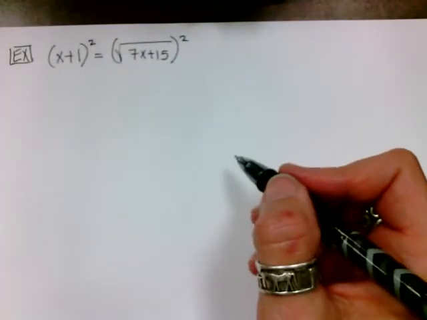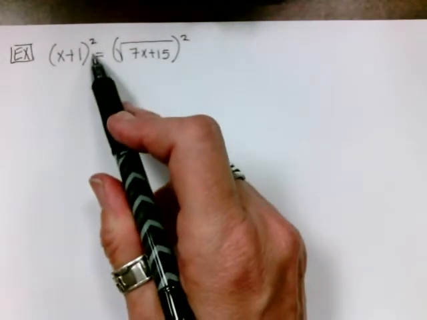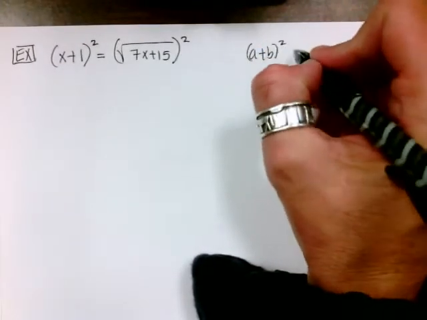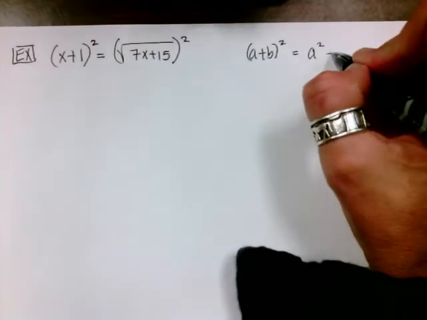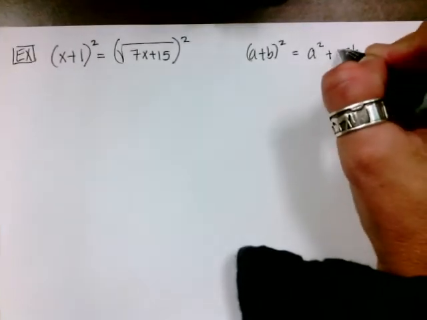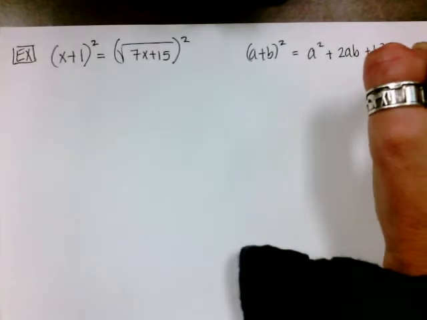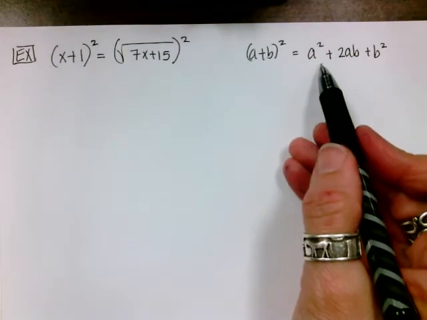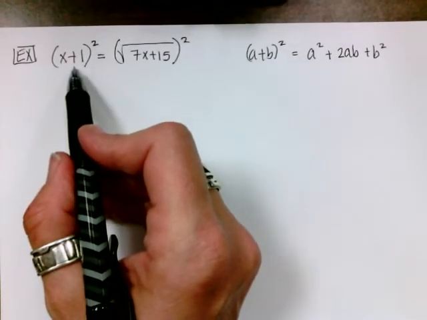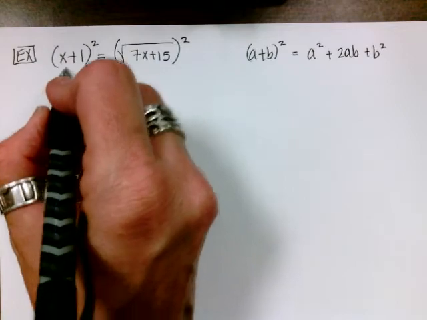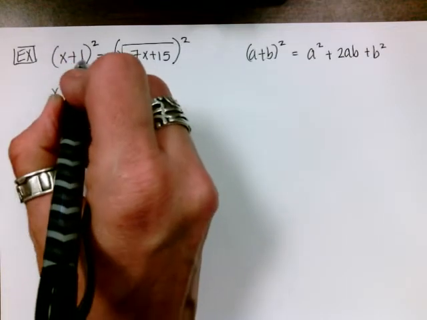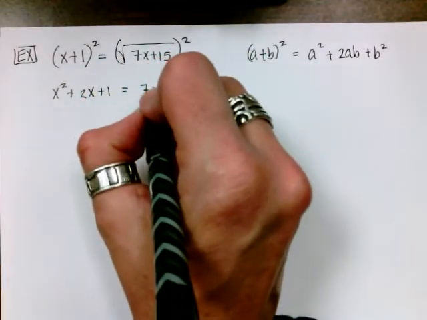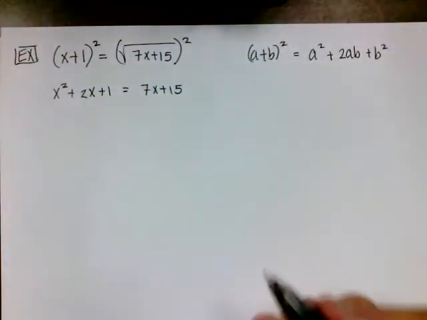And I'm going to remind you of the shortcut for squaring a binomial. If I have (a plus b) squared, I'm going to square the first term, multiply these 2 together and double it, and square the last term. It's really helpful if you can start learning this, because now we'll be able to do this more quickly. So on the left-hand side of the equation, I'm going to get x squared, multiply those 2 together and double it, 2x, square the last term, 1, is equal to 7x plus 15.